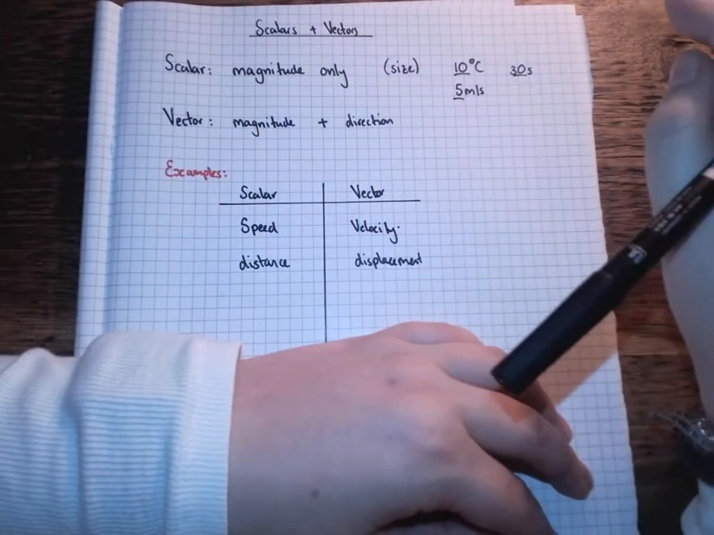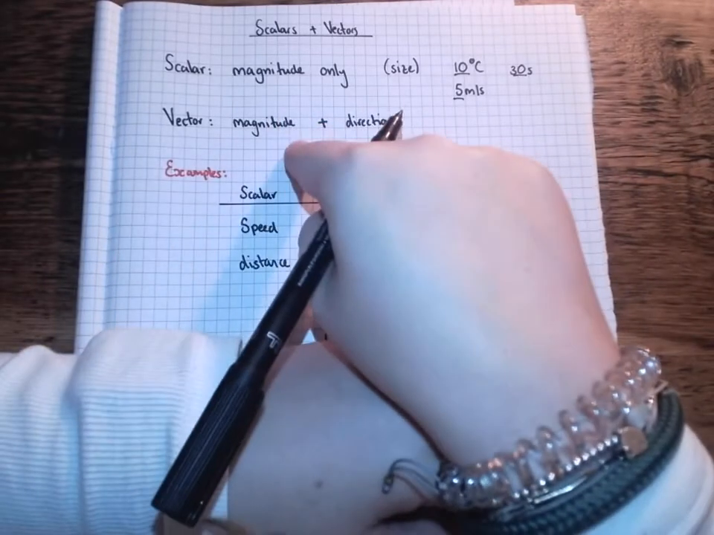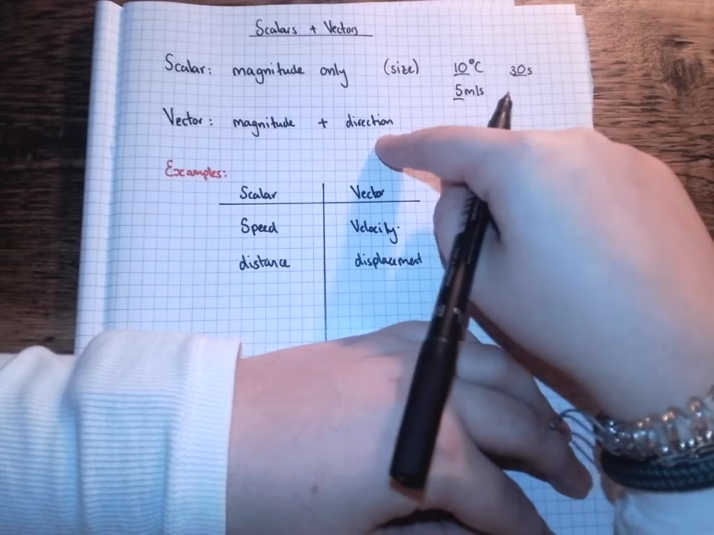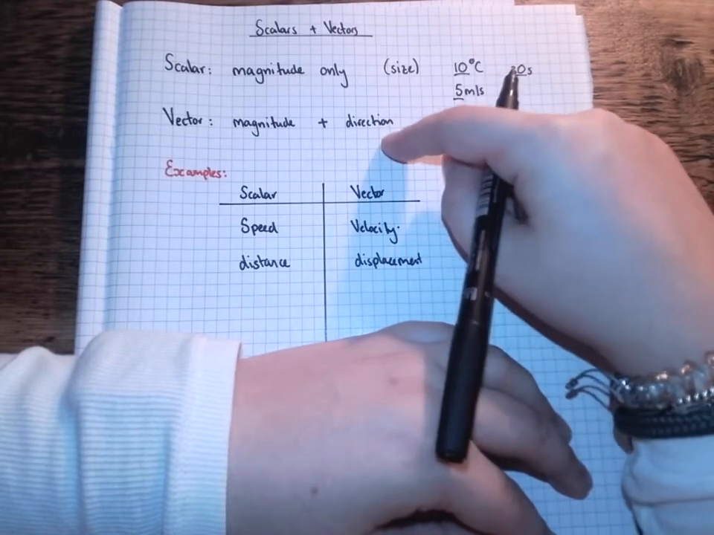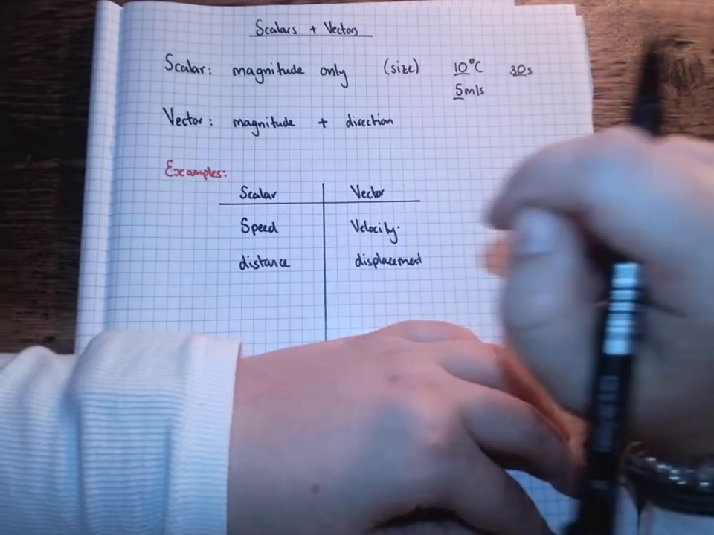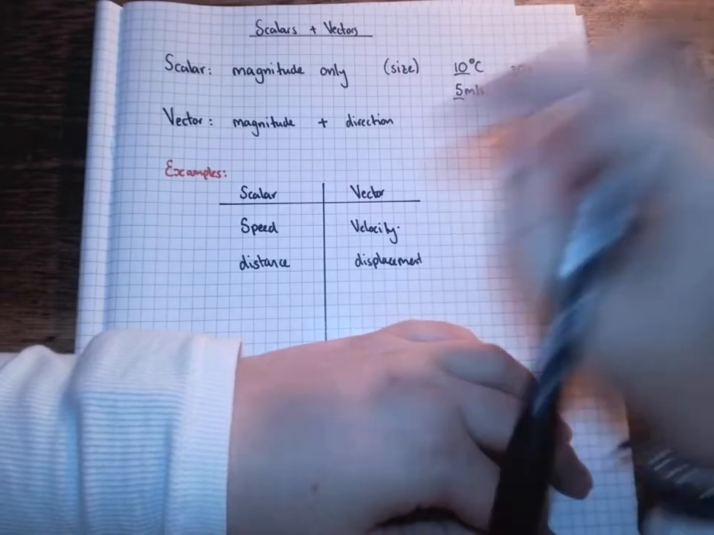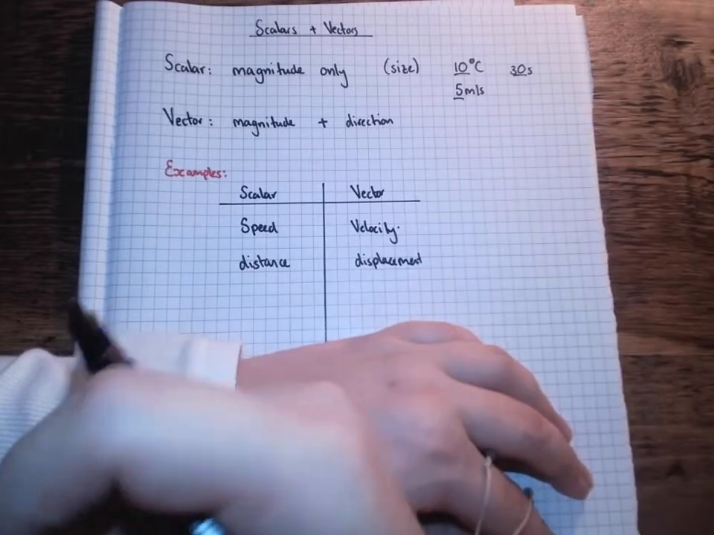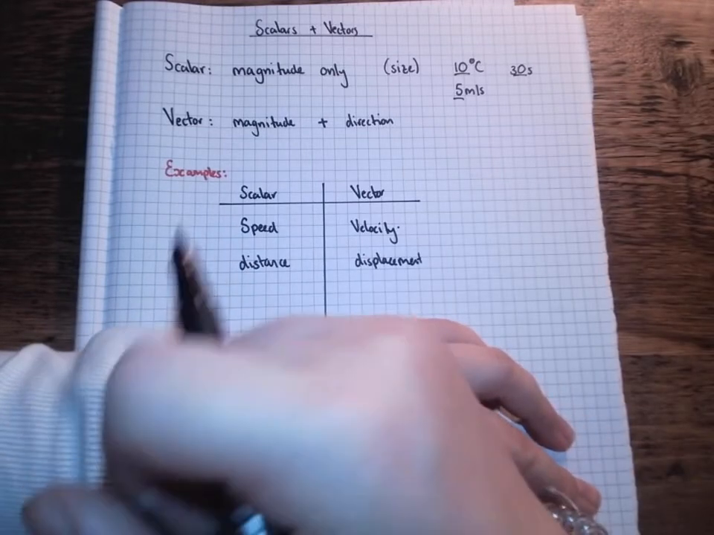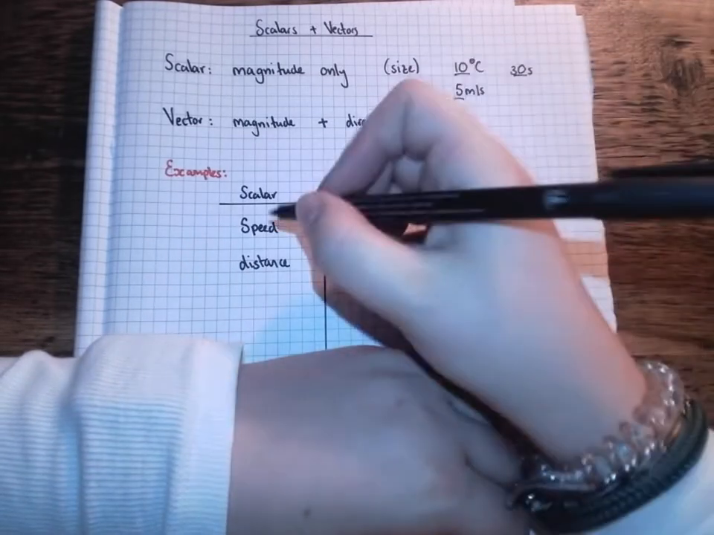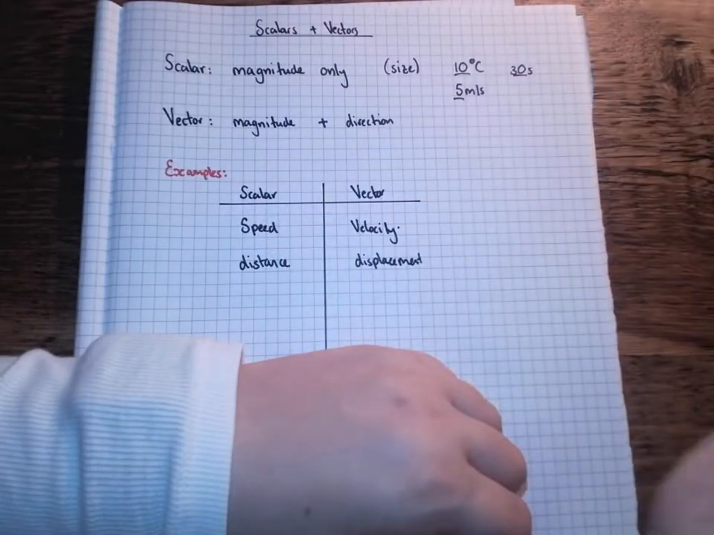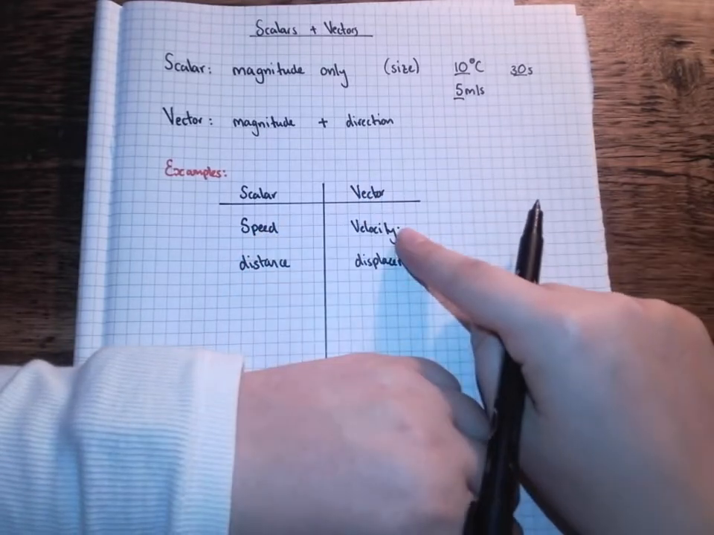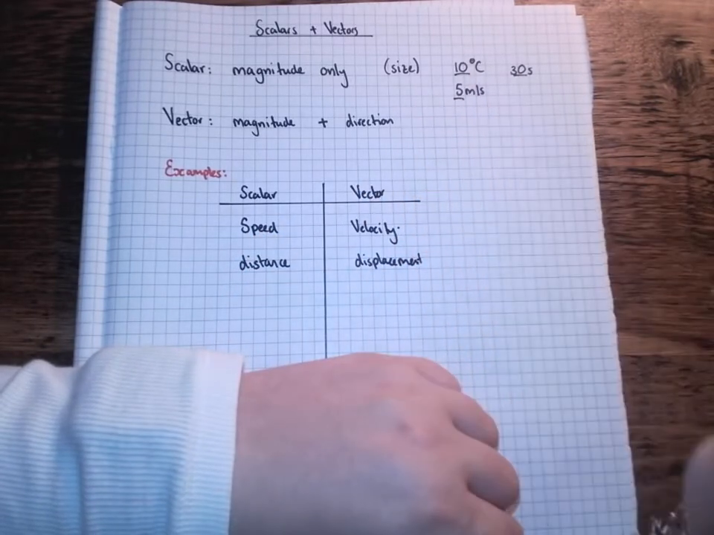And that's really important because vectors also have a magnitude, but they also have a direction. And you might be thinking, well, how do I know that yet? So we're going to look at some examples of where vectors and scalars are. I'm going to start off with two of the most famous ones that you have probably done in class, which are speed and velocity, and distance and displacement. Speed is a scalar and velocity is the vector version of speed.